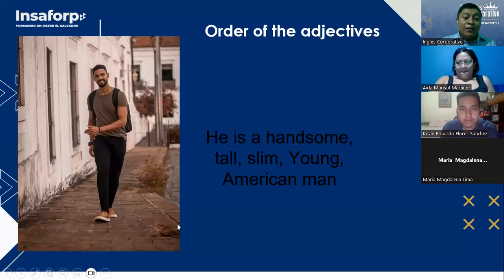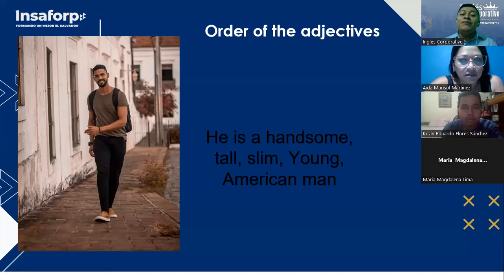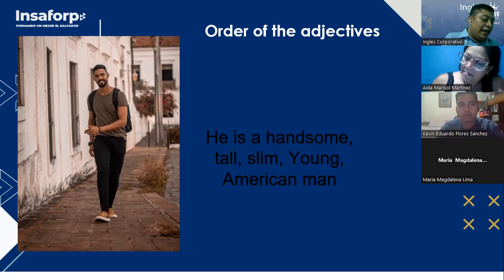Okay. Now let's see here. Look at this. We are going to practice with this guy again. Do you remember him? We described him yesterday. So, order of the adjectives. Instead of saying he is handsome, he is tall, he's slim, he's young, he's American, he's a man, instead of saying sentence by sentence, I can say it in just one, putting the adjectives in order. So he is a handsome, tall, slim, young American man. Can you see? I can describe him in just one sentence, but I need to put the adjectives in the right order.